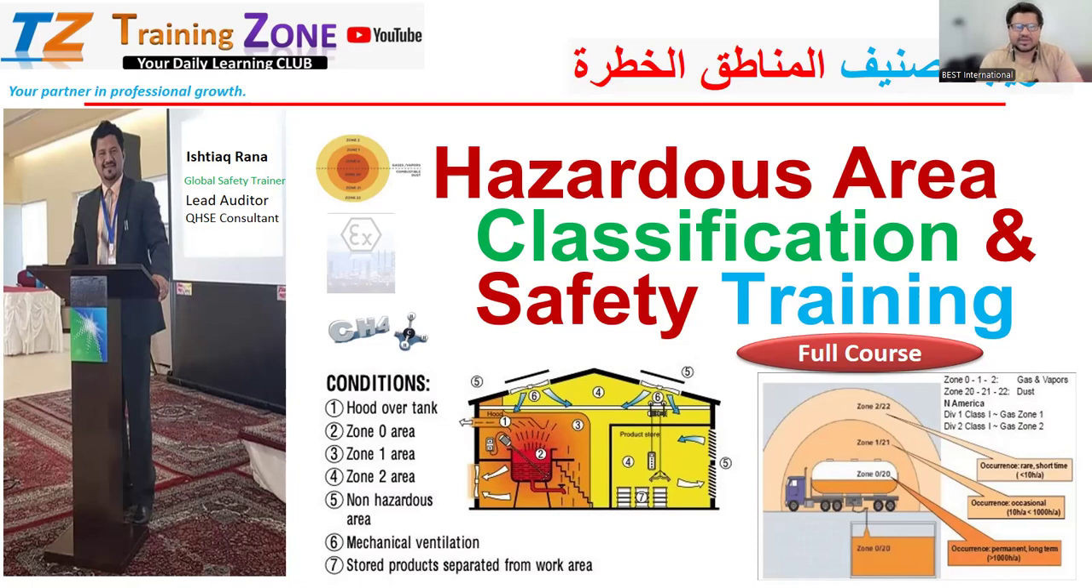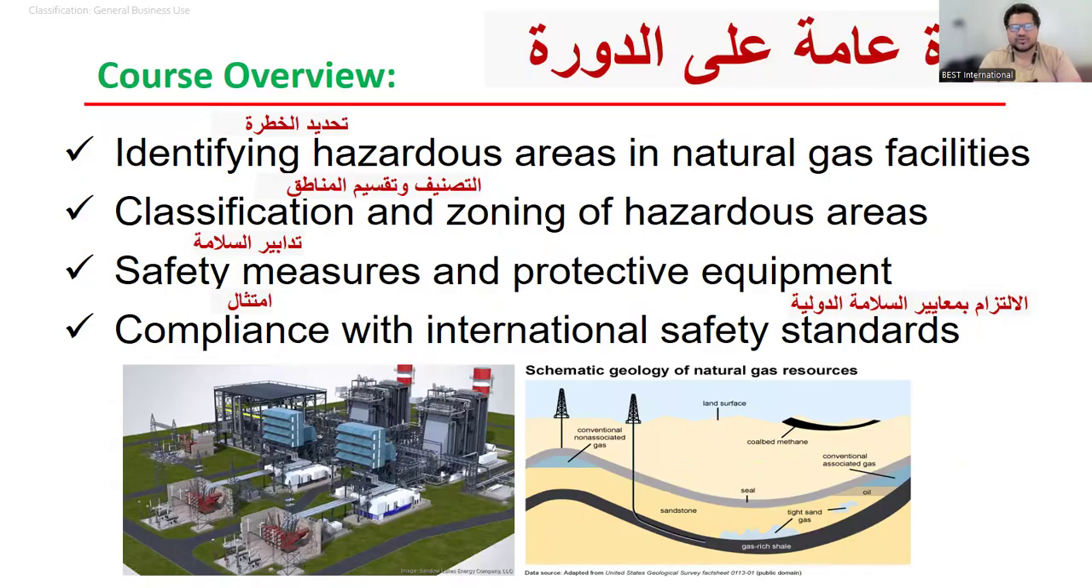So let's start. There will be different modules, but before the modules, let's understand the course overview. Just remember ICSC. You have to be capable of identifying hazardous areas, classifying them in zoning, the safety measures in the shape of protective equipment as well, and legally and ethically, how you are going to comply with international safety standards. So these four important concepts you need to understand fully. Let me explain again: ICSC means identification, classification, safety, and compliance, especially in hazardous areas.